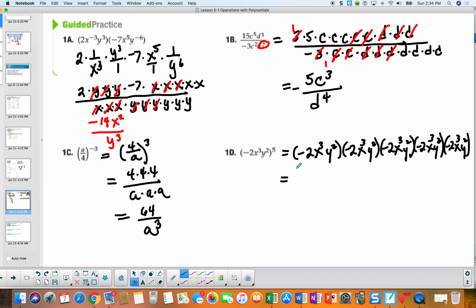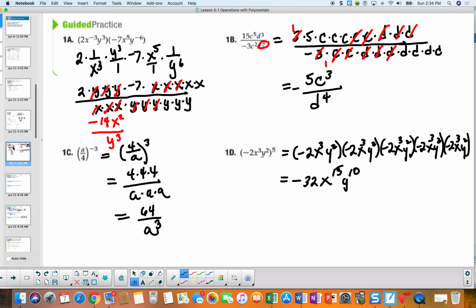Okay, I can see I have 1, 2, 3, 4, 5 2's. So that's going to be a negative number, I know. That's going to be 32. And there's 3 here, 3 here, 3 here, 3 here, 3 here. So that's 15. And then again, that's going to be 10. And so that's the simplified version.